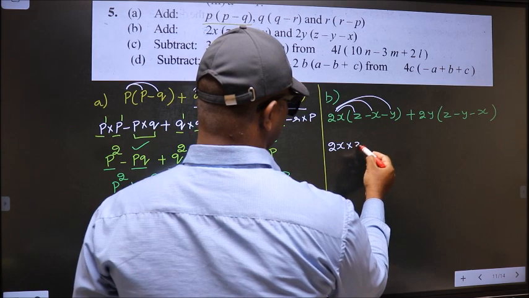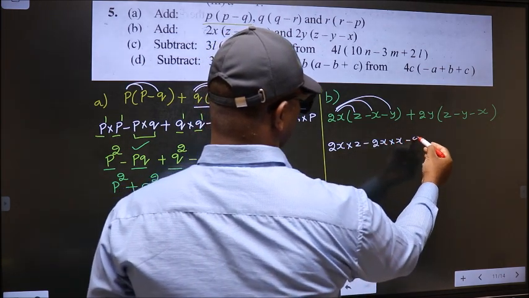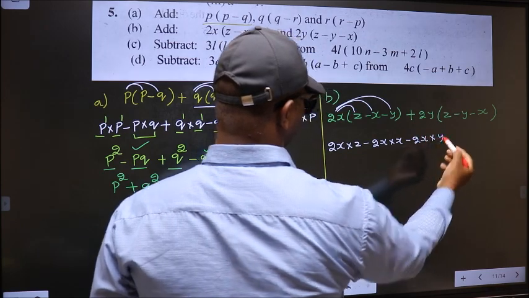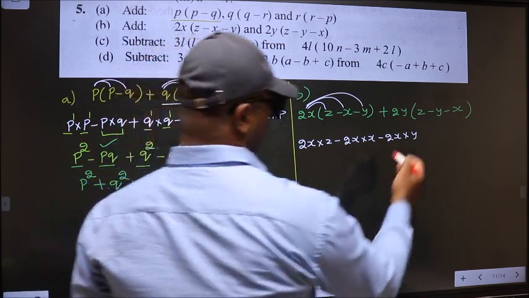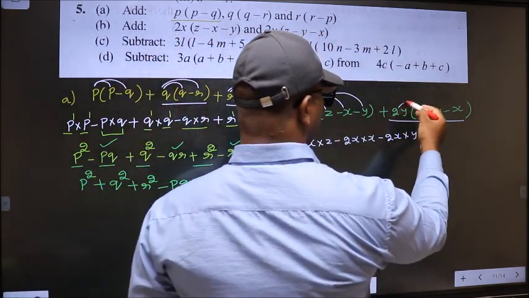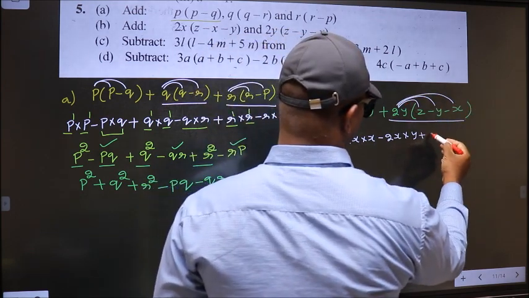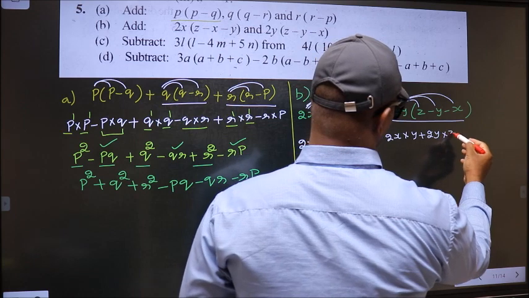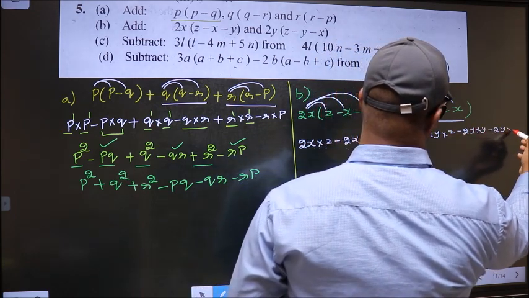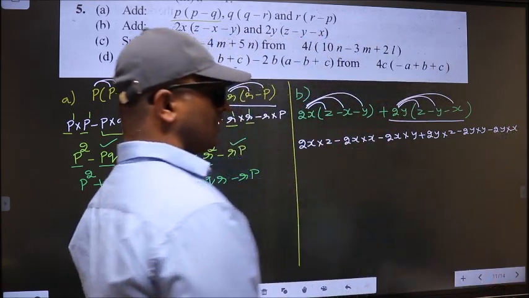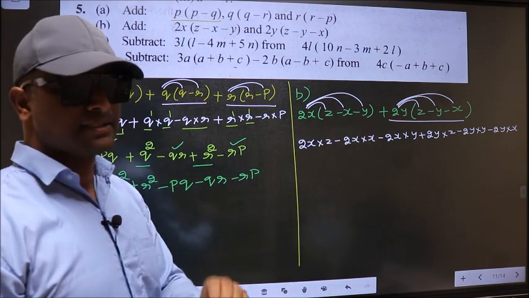2x into z minus 2x into x minus 2x into y. Now here also we should open up the brackets in this way, that is plus 2y into z minus 2y into y minus 2y into x. Okay, we have opened up the brackets, that's it.